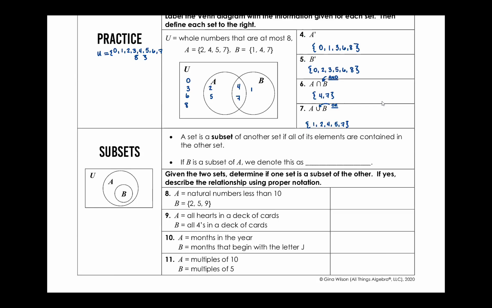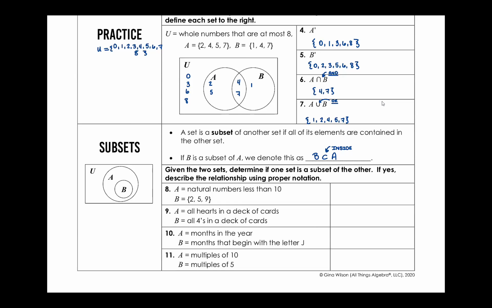Okay, our last piece of sets are going to be called subsets. So a set is a subset of another if all of the elements are contained within another set. So B is a subset of A, and we would write it as B, and then this little sideways C-looking guy, A. So that would be B is inside of A. So that means all of the data of B is inside of A.